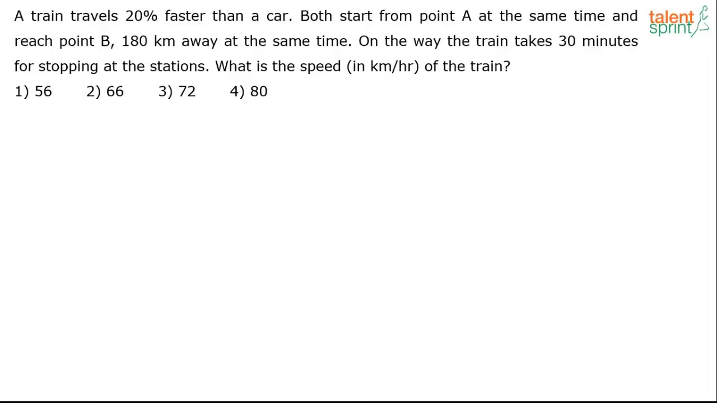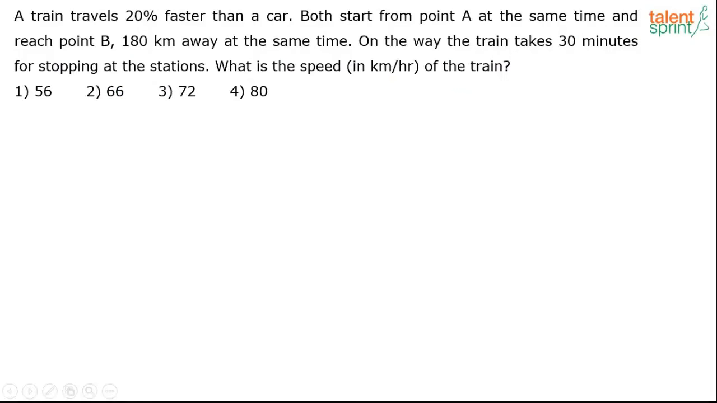It says a train travels 20% faster than a car. Both start from point A at the same time and reach point B, which is 180 km away, at the same time. On the way, the train takes 30 minutes for stopping at the stations. What is the speed in kilometers per hour of the train?